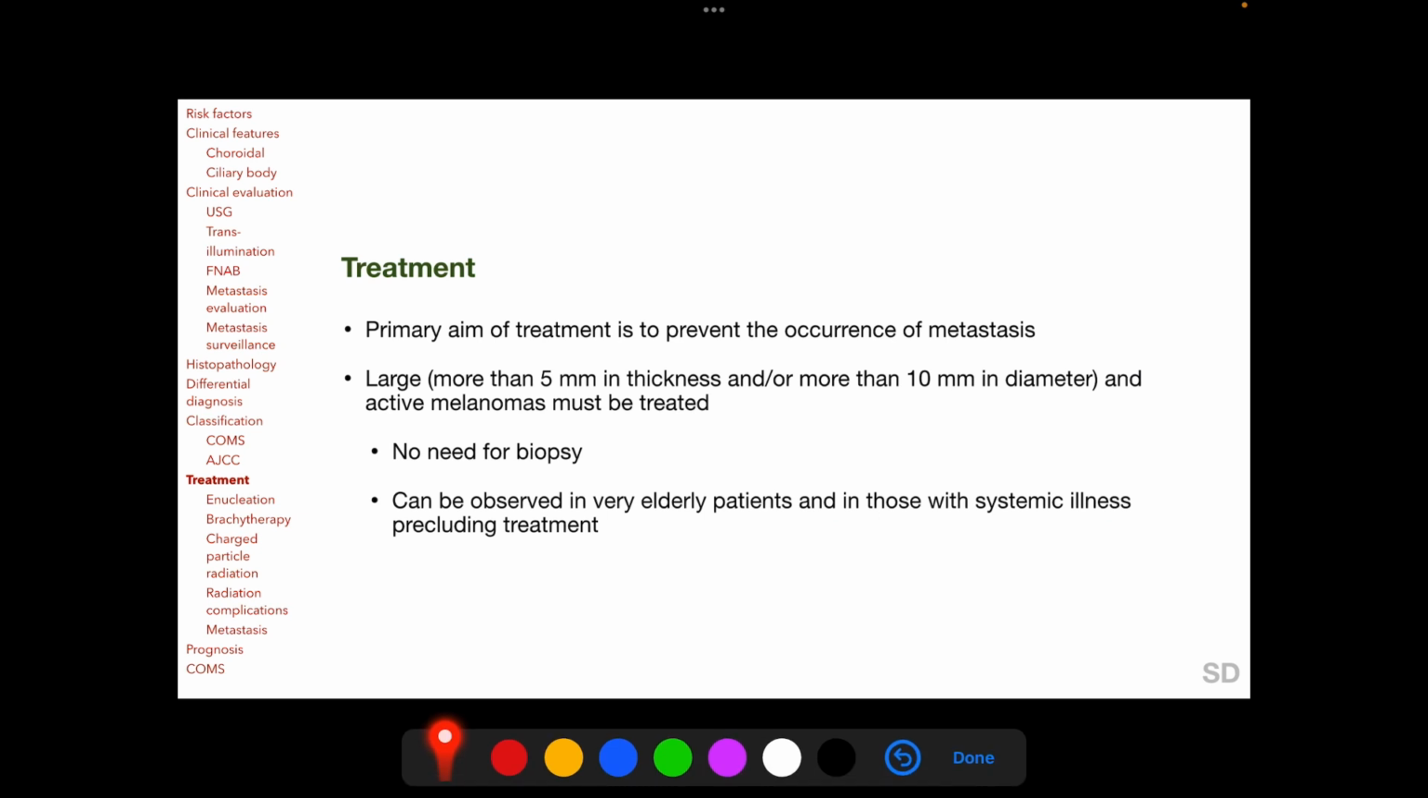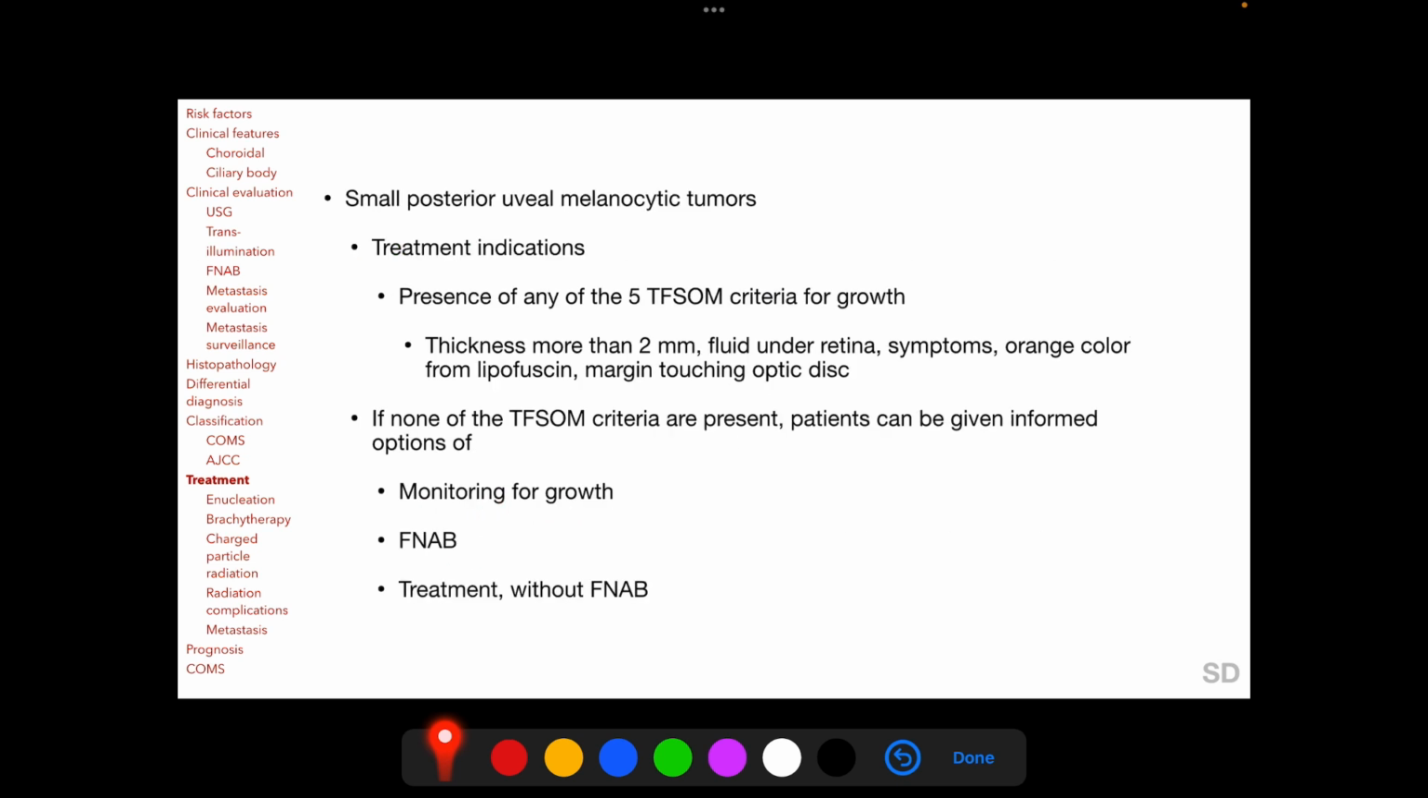The primary aim of treatment of patients with posterior uveal melanoma is to prevent or at least delay the occurrence of metastasis, the primary cause of death of patients with posterior uveal melanoma. Large and active melanomas must be treated, and these lesions do not require biopsy. However, large lesions can be observed instead of treated in either very elderly patients or in patients with systemic illness precluding treatment. Treatment decisions for small posterior uveal melanocytic tumors are more difficult.